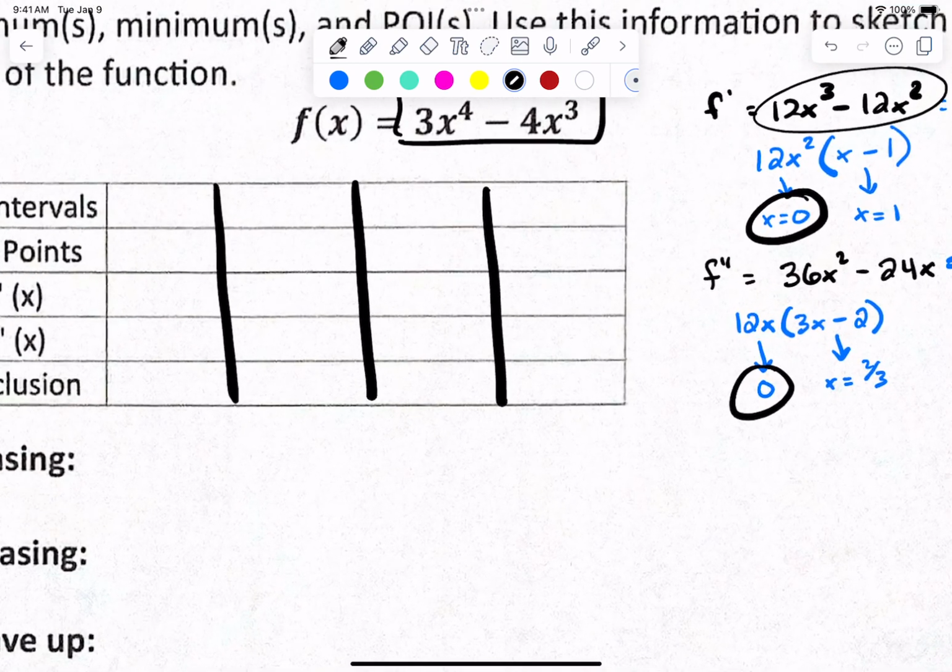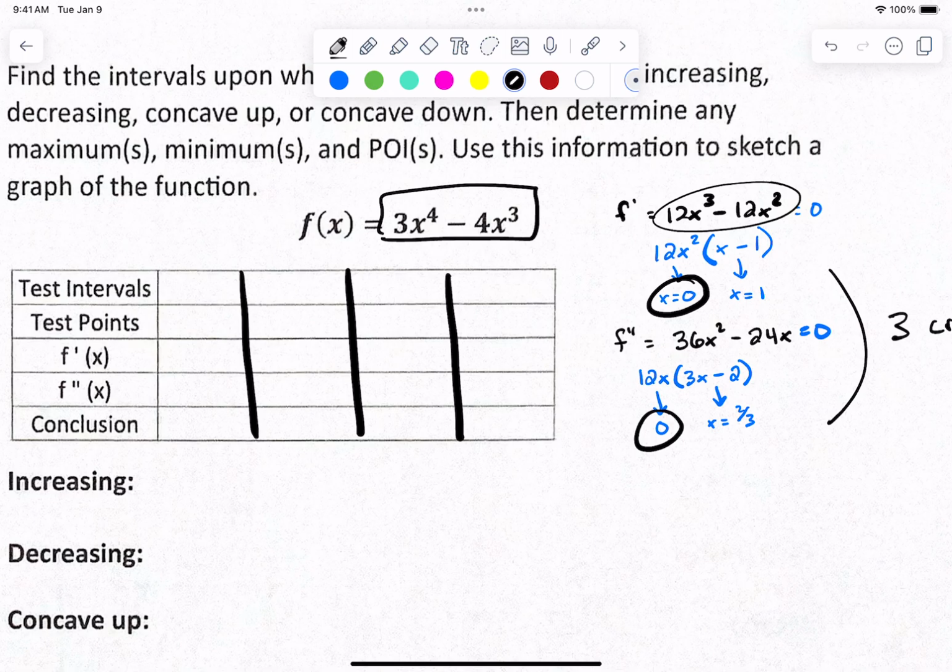Split. That's too many. Okay, the first critical number is what? 0. Negative infinity to 0. Okay, then going from 0 to what? 2/3. We can put them in order now. All right, 2/3 to 1. 1 to infinity.